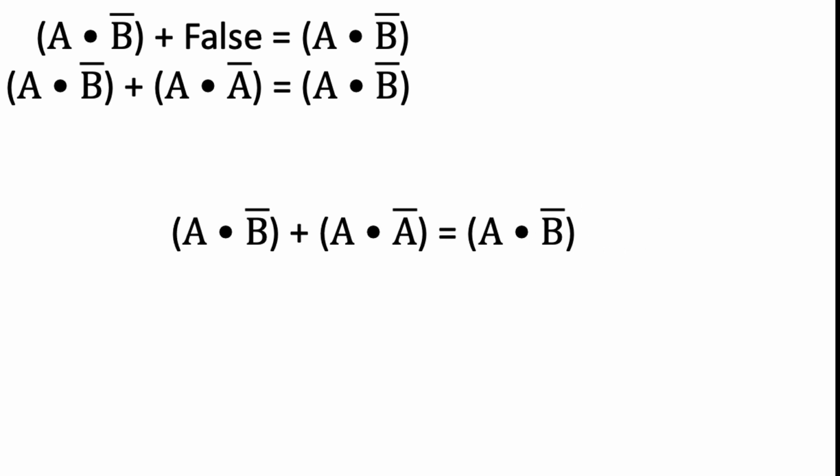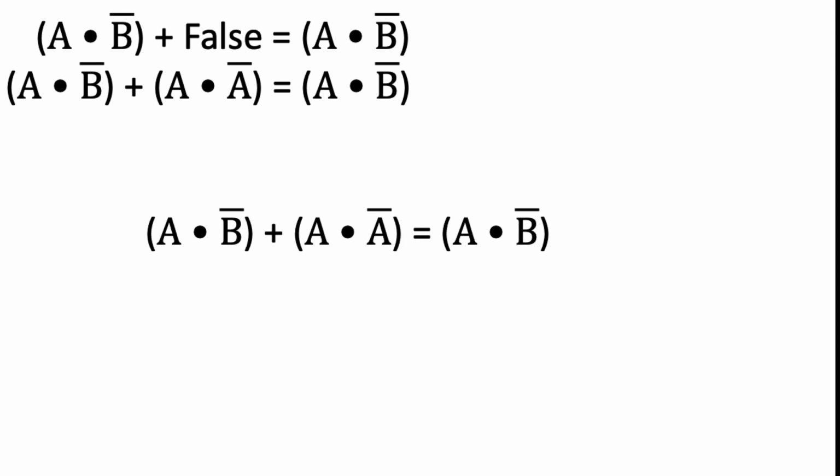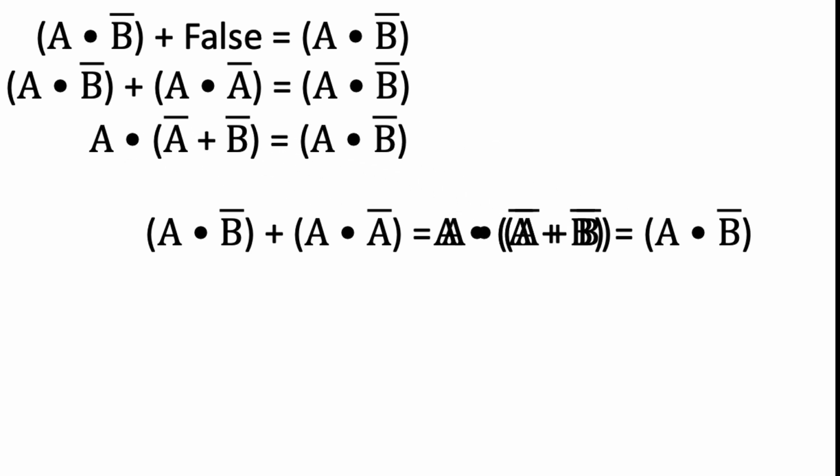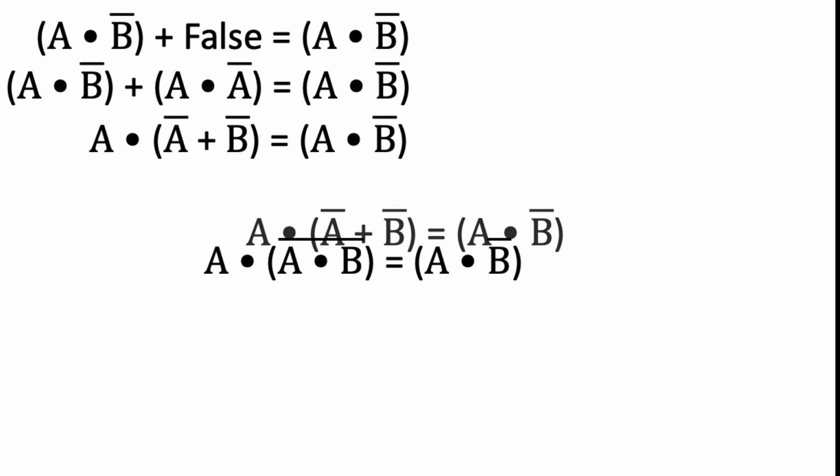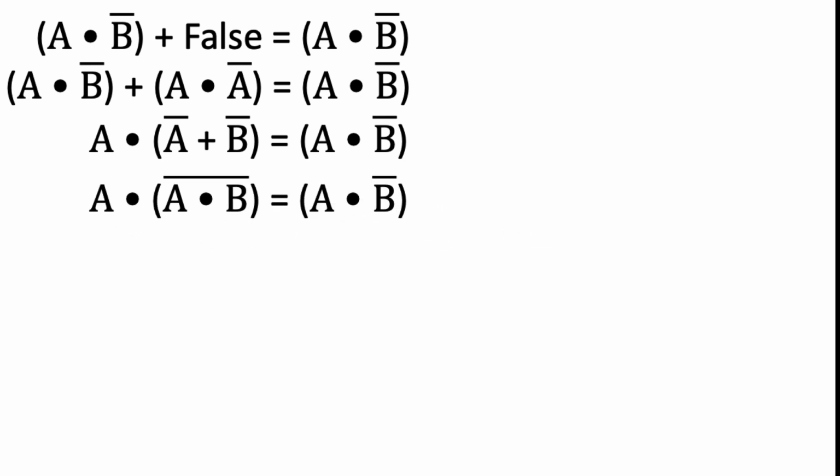Based on these ideas, here's a way to represent the left sub-expression. Next, we can factor out the A variable. The final step is to apply De Morgan's law. De Morgan's law says that NOT A OR NOT B is equivalent to the NOT of A AND B. So let's apply De Morgan's law and rewrite the sub-expression like this. We can apply the same ideas to the right sub-expression to end up with this.